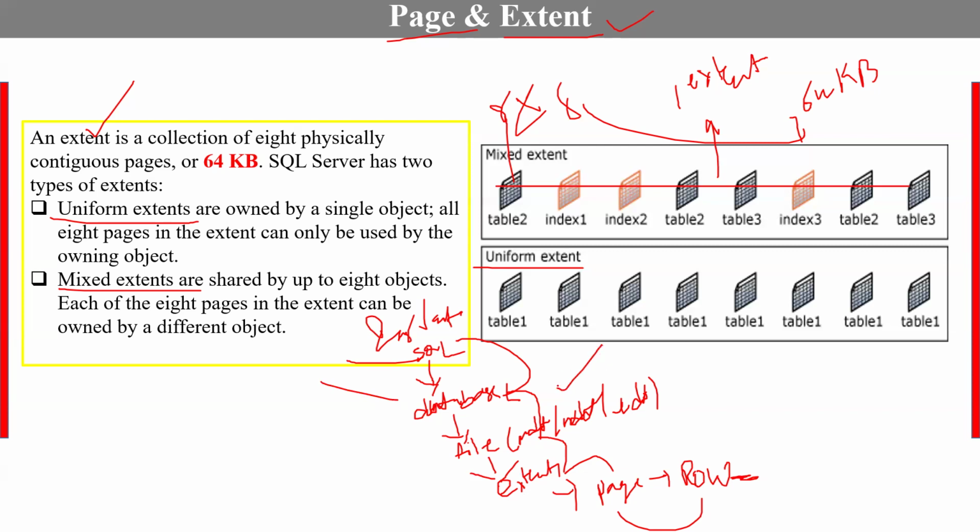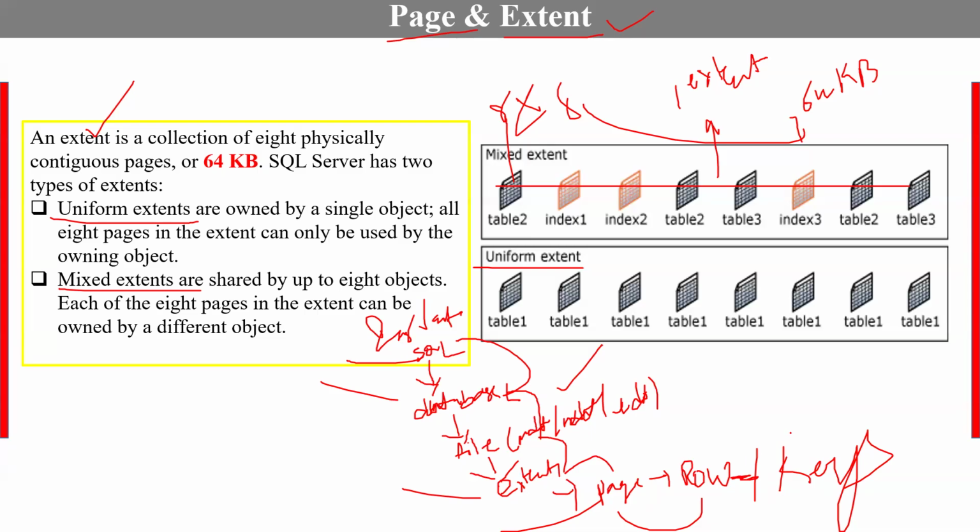Files are created. In those files, what is available? Extents. In those extents, what is available? Pages. In the pages, what is available? Rows or keys. Keys are nothing but indexes. When you create indexes, there is a key concept. If you're not creating indexes, it is only the row concept. So this is the hierarchy. If you understand this one, you are super good at data storing.